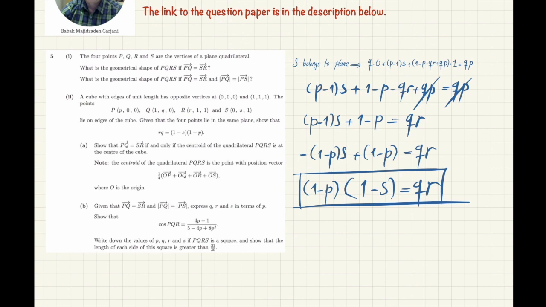Good. Now let us go to part 2, part A, the first part of part 2. Show that PQ equals SR if and only if the centroid of the quadrilateral PQRS is at the center of the cube. Note the centroid of the quadrilateral PQRS is the point with position vector 1/4 of the sum OP, OQ, OR, and OS, where O is the origin.